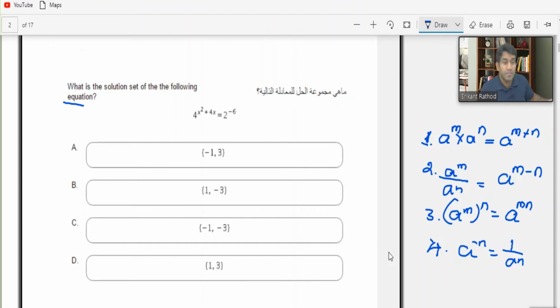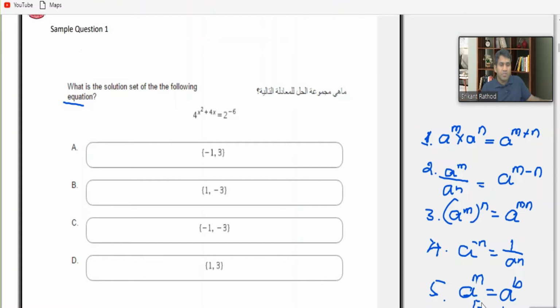Another important thing: let's take a to the power m is equal to a to the power b. It means if their bases are the same, I can equate their powers. This is called the base and this is called the power. If their bases are the same, we can equate their powers. So from this I can say the value of m will be equal to the value of b. Only then will those expressions be equal to each other.